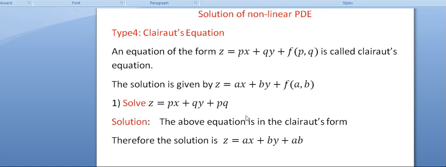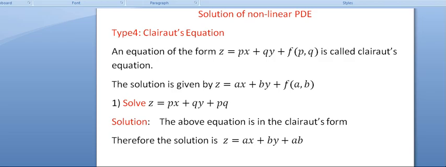So let us take one problem here. Solve z is equal to px plus qy plus pq. So when we notice this equation, the given equation is in the Clairaut's form. Left hand side I am having z term, then I am having px plus qy, and here I am having only a function of pq, that is p into q. Therefore, the solution is obtained by replacing p by a and q by b. Hence, the solution here is z is equal to a into x plus b into y plus a into b.